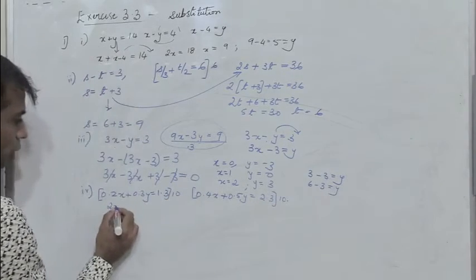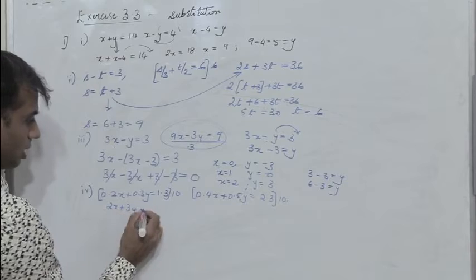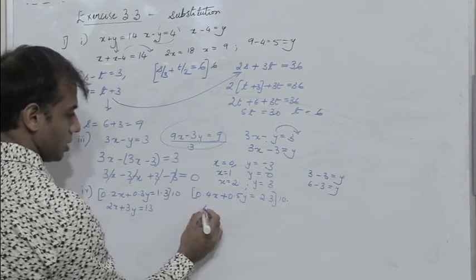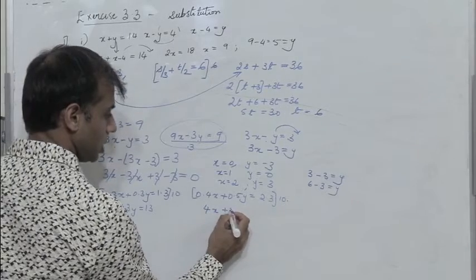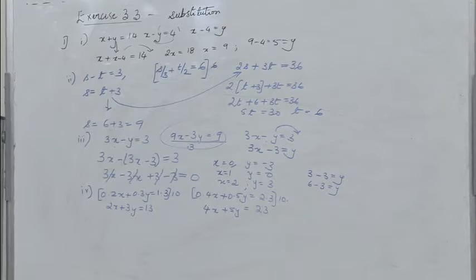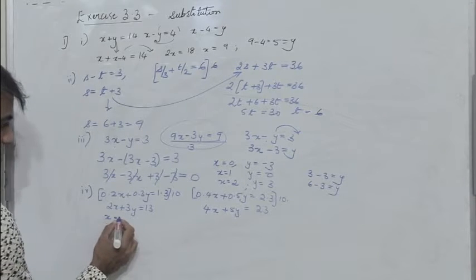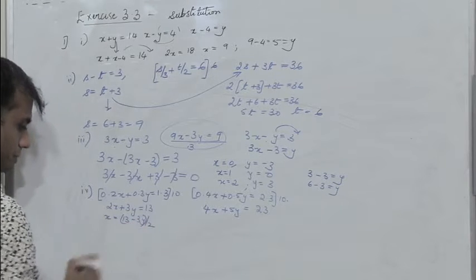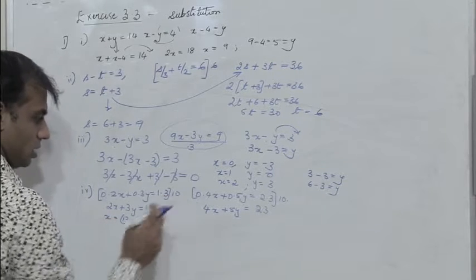So we get 2x plus 3y equals 13. I want to remove the decimal point here, so I get 4x plus 5y equals 23. Okay, so what is x from this equation? x equals (13 minus 3y) by 2. Let me substitute for x in this equation.